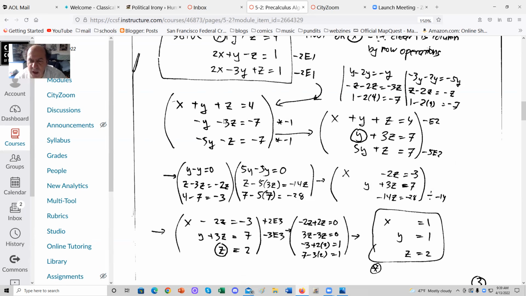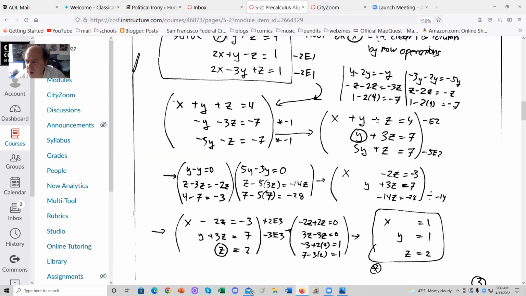Okay, first we'll rescale the second two equations by a negative 1, just to give them all positive signs. So x plus y plus z is 4, y plus 3z is 7, 5y plus z is 7. We'll pivot on this y. In other words, we'll use row operations to null out this y here and this y here.